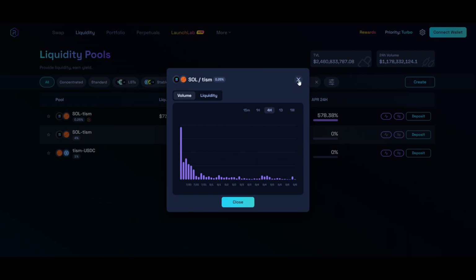Volume equals pump, basically, or people selling off. That's the one thing. If it's a sustained increase in volume, it's usually buy pressure. But again, you can use other sites to do that. Even Dex Screener shows you that.